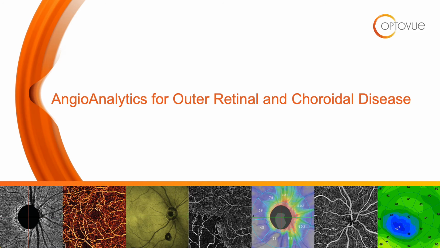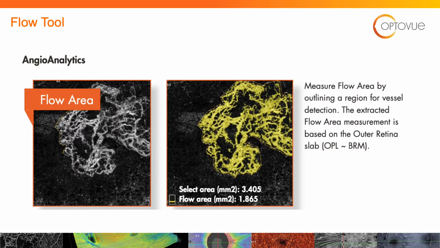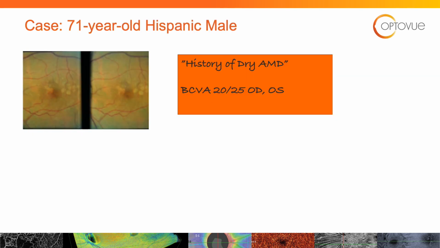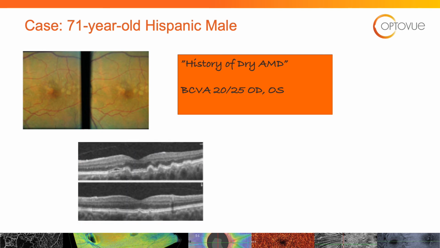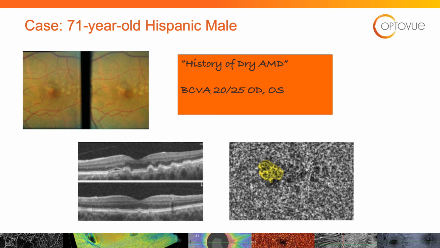You can also use analytics to look at outer retinal disease, just like we did with inner retinal disease. You can measure the size of a choroidal neovascular membrane quantitatively using a flow area tool. Here's an example of a patient with AMD who had a history of dry disease, and he converted to the wet disease. When you look at the B scans on the bottom left, you can see that there is an area that looks suspicious on the top B scan image. OCT angiography confirmed the presence of a choroidal neovascular membrane.